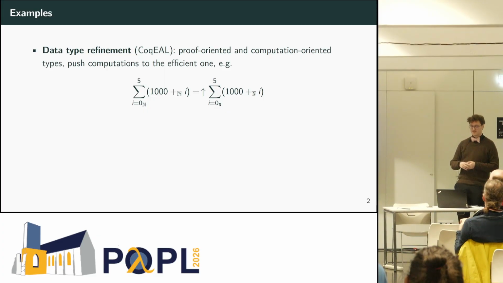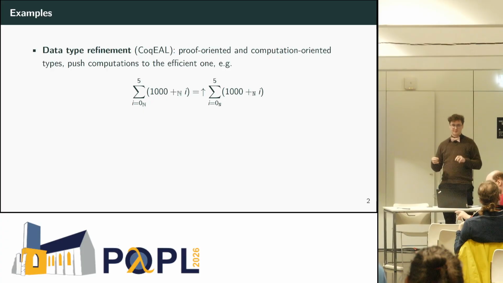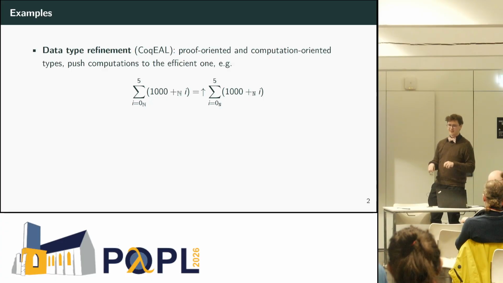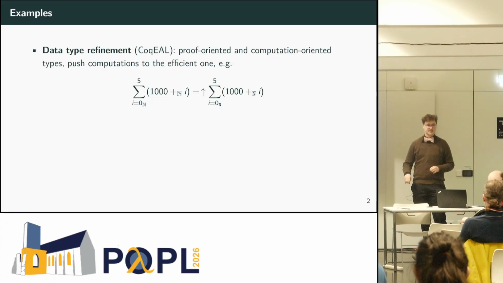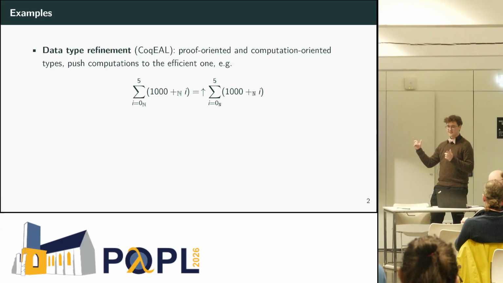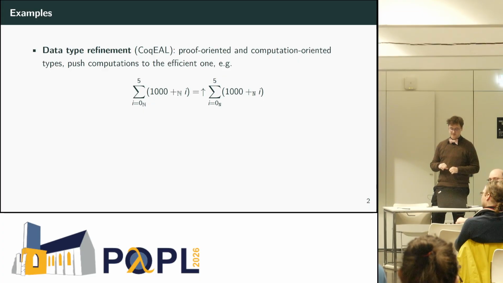There is this library for doing data type refinement in Coq called Rocq-EL, where the idea is usually you have a proof-oriented and a computation-oriented data structure, and you're trying to push all of the various computations to the computational part, and then you get a nice theorem that you compute it very similarly to how you would compute in the proof-oriented structure.